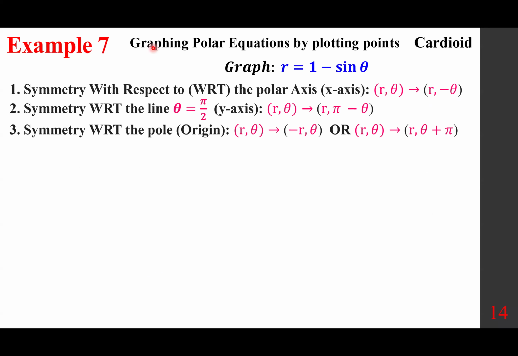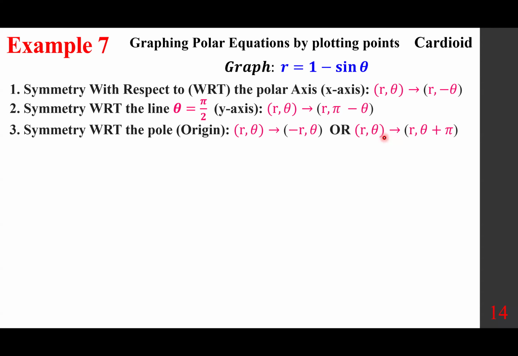All right, graphing polar equations by plotting points. Cardioid, because it looks like a heart. Graph r equals 1 minus sine theta. And I'm reminding you of the symmetry. We are going to check the symmetry for practice. And then we are going to graph this by plotting points. Just like any other graph that we did before, in the beginning, what do we do? We plot points and we graph the shape of interest.